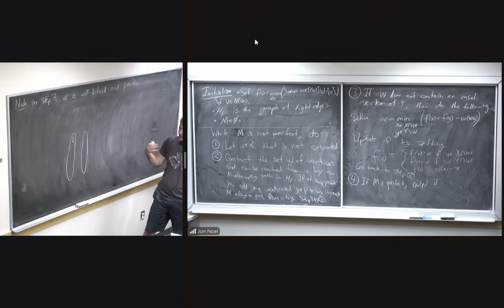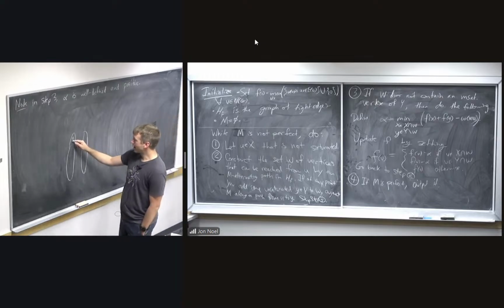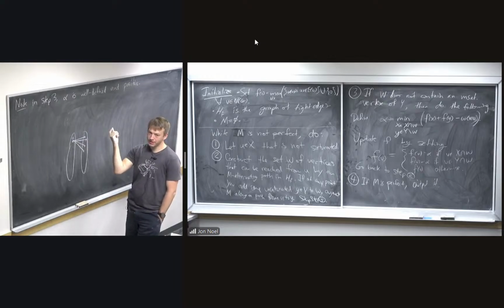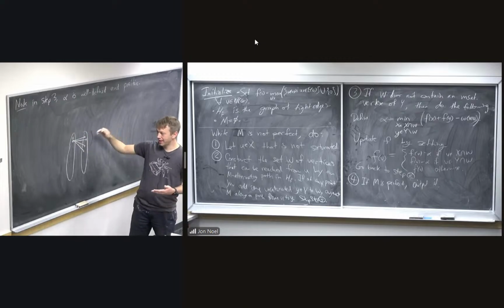So when I'm building these alternating paths, I start at U and I take all the possible neighbors of U. Each of these, this path of length 1, is an alternating path. And if any of these were unsaturated, I would just say, I found my unsaturated vertex in Y, and I'm done.